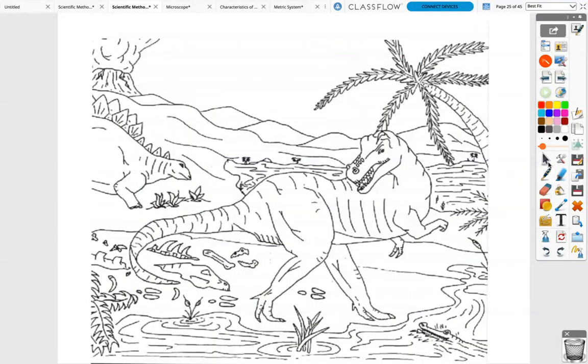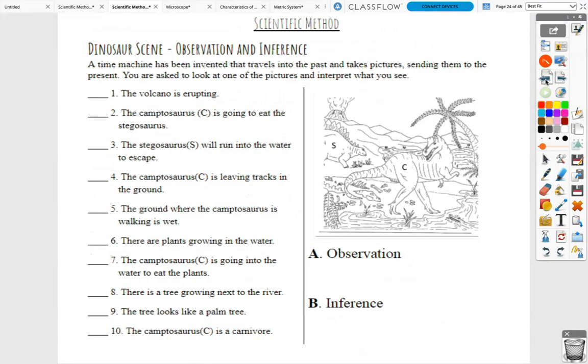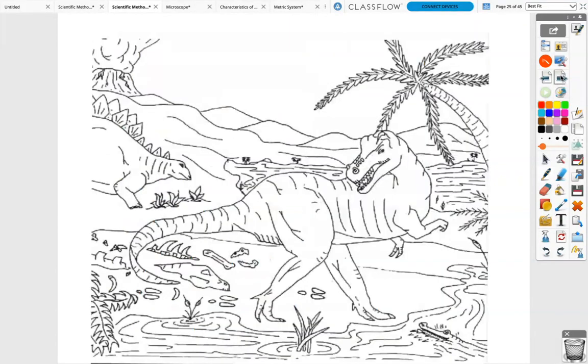So this is a Compatosaurus and a Stegosaurus. This guy, we can tell he's a meat eater. This guy is definitely a plant eater. So these two dinosaurs are here in this picture, and we're looking at observations versus an inference, where you're going to determine: are you observing it, seeing it, or sensing it with your five senses, or are you making an inference from this picture?